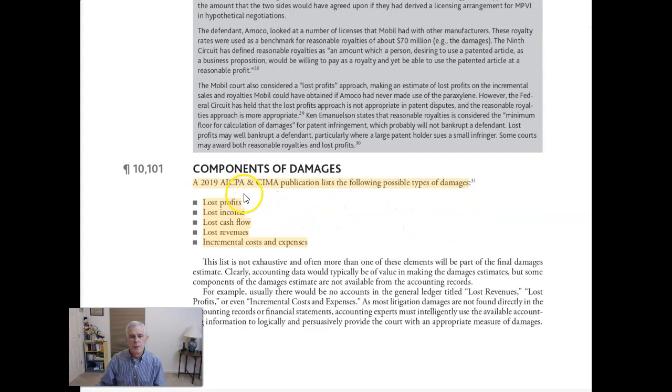Components: the AICPA and CIMA publication lists the following types of damages: lost profits, lost income, lost cash flows, lost revenues. But again, don't stop there. They lost the revenues. It really gets down to mainly profits, income, and cash flow. That's really the loss, because you'll combine the last two, lost revenues and then incremental cost and expenses.